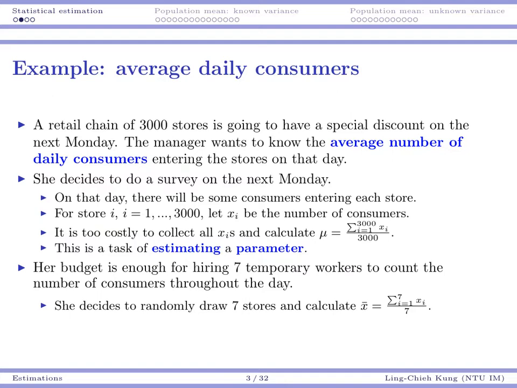If I had enough money or enough employees, I would really try to hire one guy for each store standing at the door, and whenever someone comes in, add +1 to the counter, and so on. But unfortunately, my budget is limited, and I can only hire 7 temporary workers to count the number of consumers that day. So I will randomly draw 7 stores and calculate a so-called sample mean.